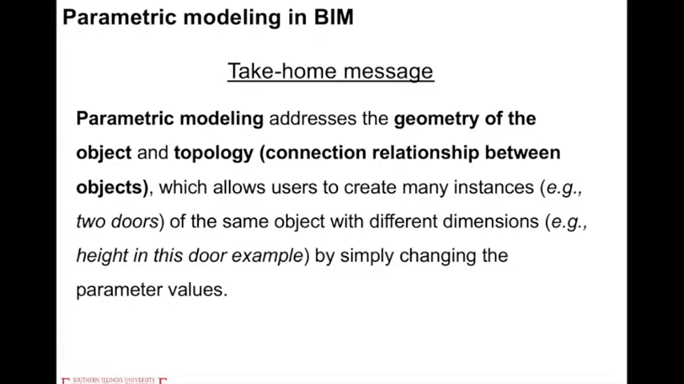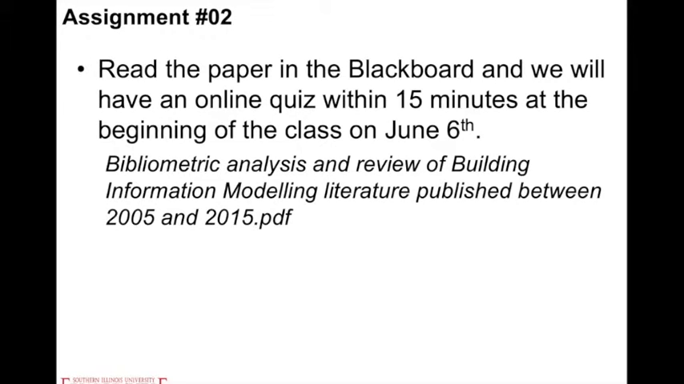So therefore, the take-home message for parametric modeling in BIM is that parametric modeling addresses two things. First is the geometry of the object, like the door, where we can change the height. And the second, the most important thing, is the topological constraint, which discloses the connection relationship between the objects and allows the users to create many instances of the same object with different dimensions by simply changing the parameter values.